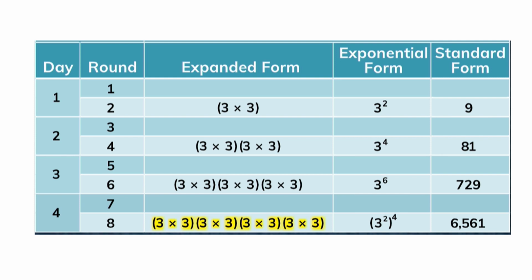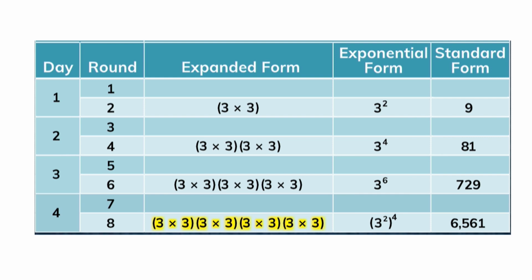So let's look at round 6. We have 3 times 3, and then we have 3 times 3, and then we have 3 times 3. So that's 3 squared times 3 squared times 3 squared, which gives us 3 to the 6th. So in round 8, we have 3 times 3, 3 times 3, 3 times 3, and 3 times 3. So that's 3 squared 4 times.